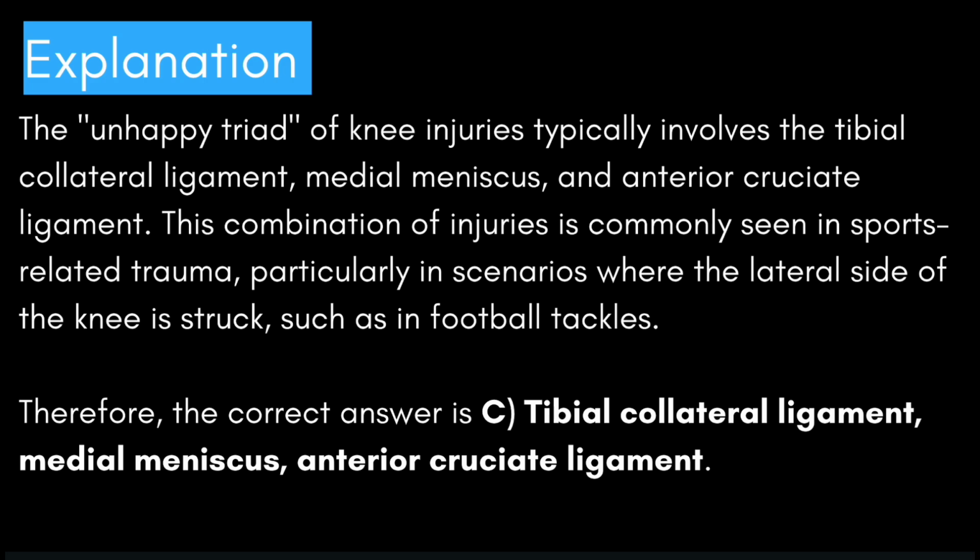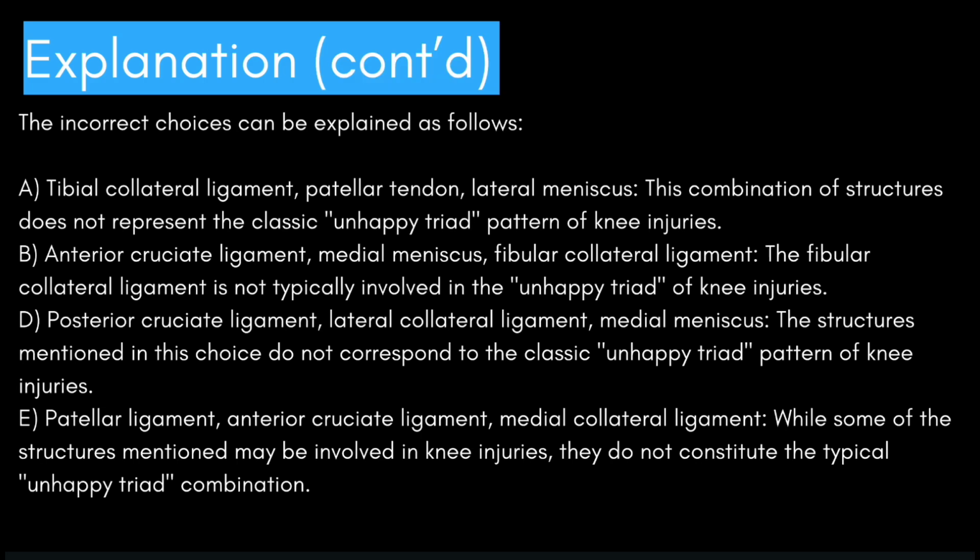Let's go ahead and see why the other answer choices are incorrect. Tibial collateral ligament, patellar tendon, lateral meniscus. This combination of structures does not represent the classic unhappy triad. Anterior cruciate ligament, medial meniscus, fibular collateral ligament. The fibular collateral ligament is not typically involved in the unhappy triad of knee injuries.